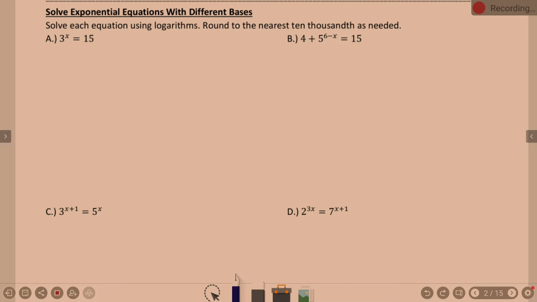However, the other option, when you can't make the bases the same, and especially when we have exponents on both pieces, is to, when it says solve using logs, take the log of both sides of the equation. Which when I say take the log of both sides of the equation, that just means write the word log in front of both sides of the equation. So I can rewrite this as log of 3 to the x equals log of 15.